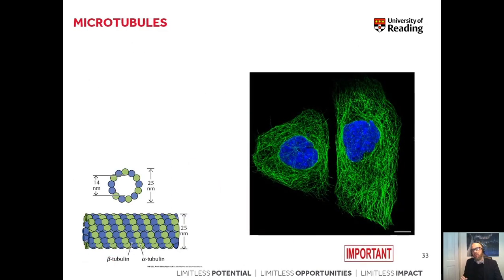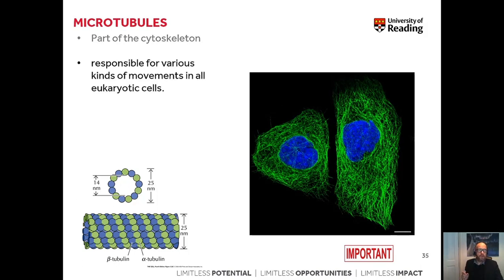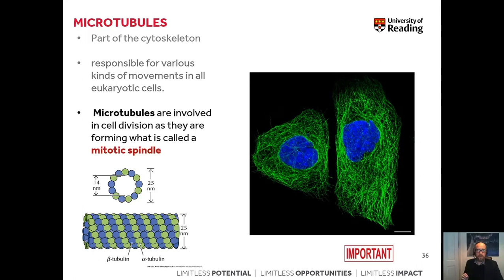So, what are microtubules? I know that we had a look at the cytoskeleton in one of our cell biology lectures, but this is actually quite important in order to understand cell division. Microtubules are part of the cytoskeleton, and they are responsible for various kinds of movements in all eukaryotic cells. They are involved in cell division because they are forming what is called mitotic spindle.